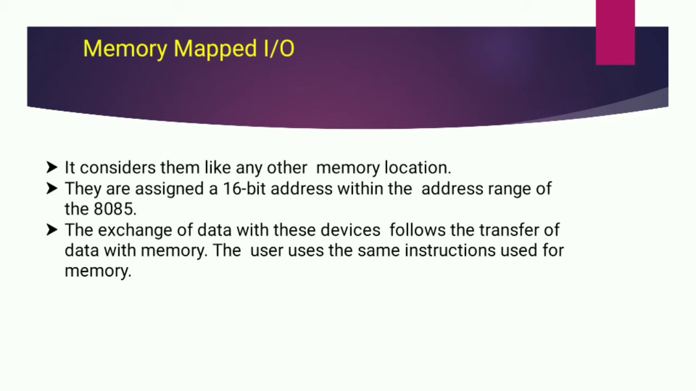In memory mapped I/O, there is only one address space. Address space is defined as the set of all possible addresses that a microprocessor can generate. Some addresses are assigned to memories and some addresses to I/O devices. An I/O device is also treated as a memory location and one address is assigned to it.